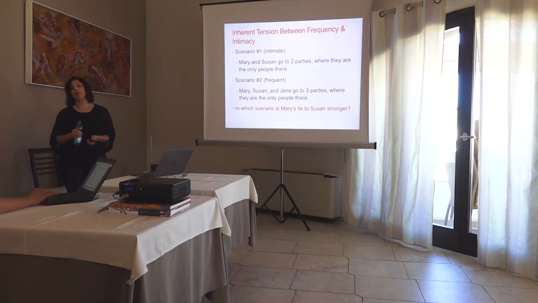And you may say, I don't care about this. But if you don't care about this, then you don't care about all the tie strength measures that are out there, right? This is why doing an axiomatic approach helps, because you see where the differences are between the different tie strength measures. So do you care more about intimacy, or do you care more about frequency?